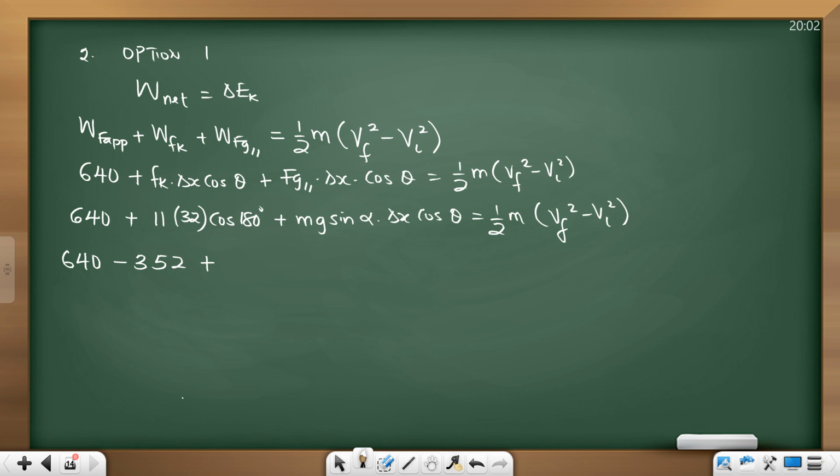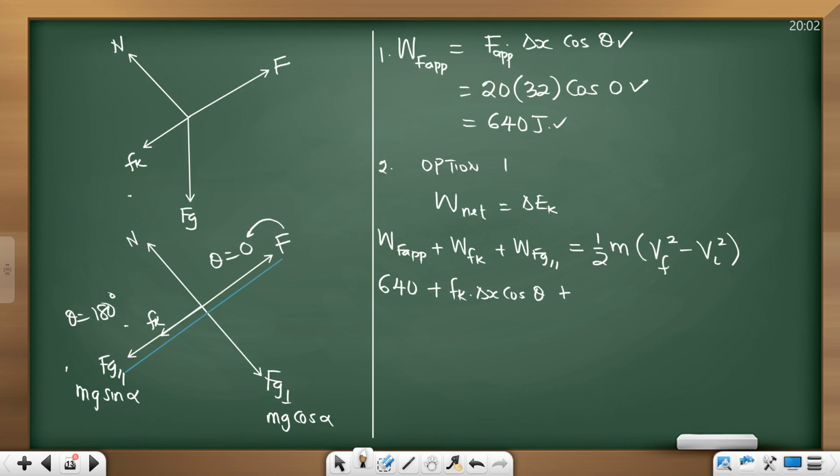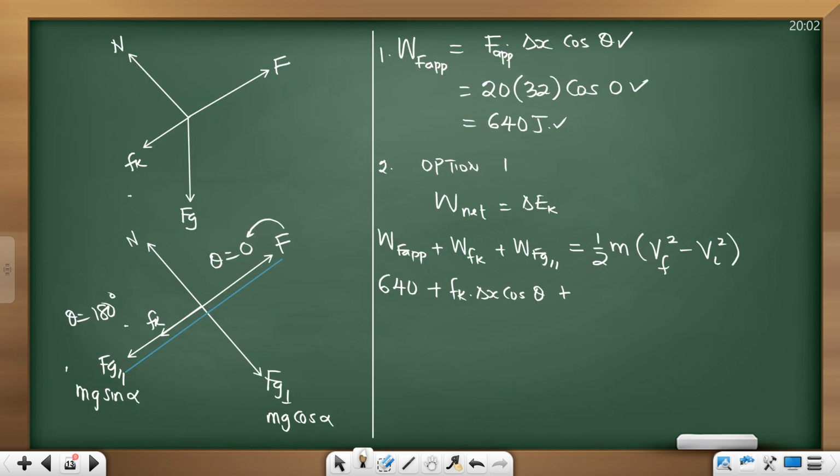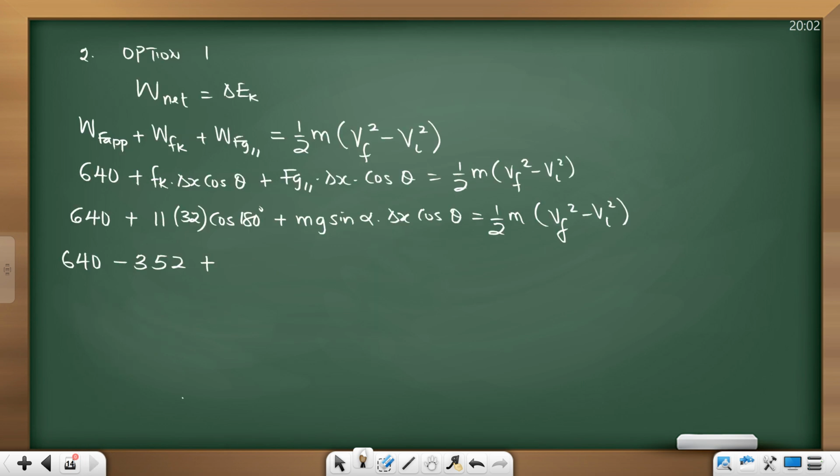What is the mass? They give us the mass. I think it's either 6.1 or 1.6. I also don't remember. 6.1. I don't know why they would just say 6. I don't understand. I must put 0.1 there. 6.1. What is g? 9.8. Sine 10. Do you remember that angle is 10? So do you see my difference between alpha and my theta now? What is my angle there? What is my delta x? 32. Cos what? Wait.